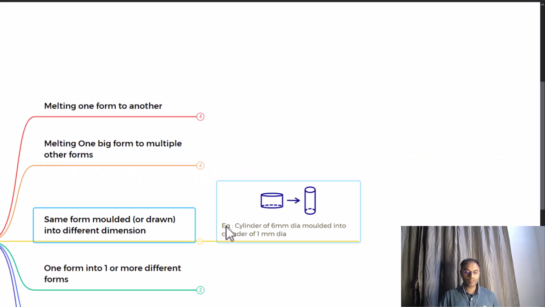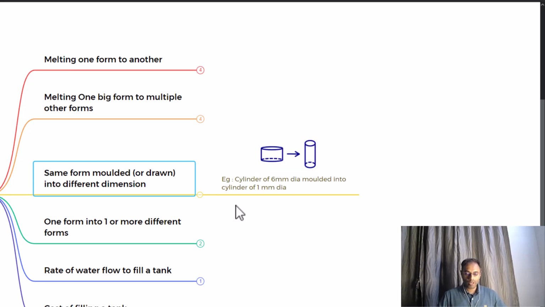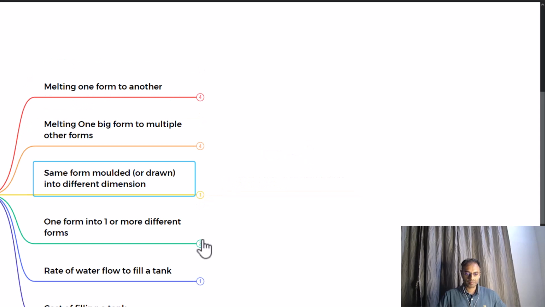Then we would have another kind of problem where the same form, you have a cylinder to begin with, and it is molded into another cylinder. The only thing here is that the dimension could be different. So the length of the cylinder has increased. So what is the diameter? Or the diameter is so much, so what will be the length of the cylinder? This is another question that is most frequently asked in the exams.